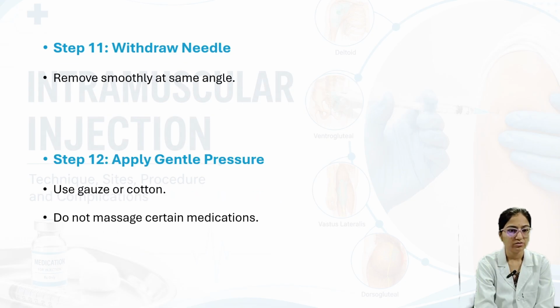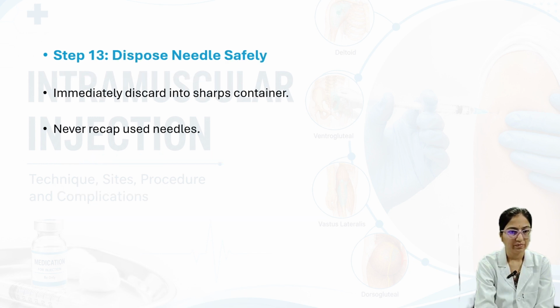We'll move to the next step, that is withdraw needle. Remove smoothly at the same angle. And then apply gentle pressure. Use gauze or cotton. Do not massage with certain medications. Next, last step, dispose needle safely. Here immediately discard into sharps container and then never recap used needles. These are the steps we need to follow while giving IM injection.